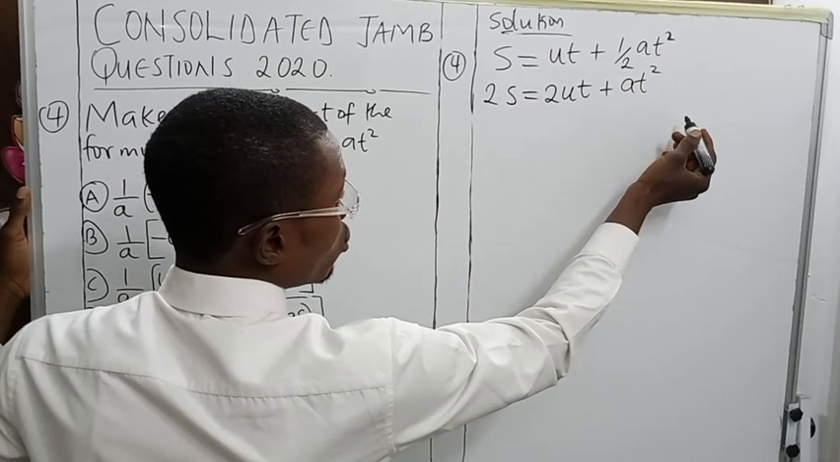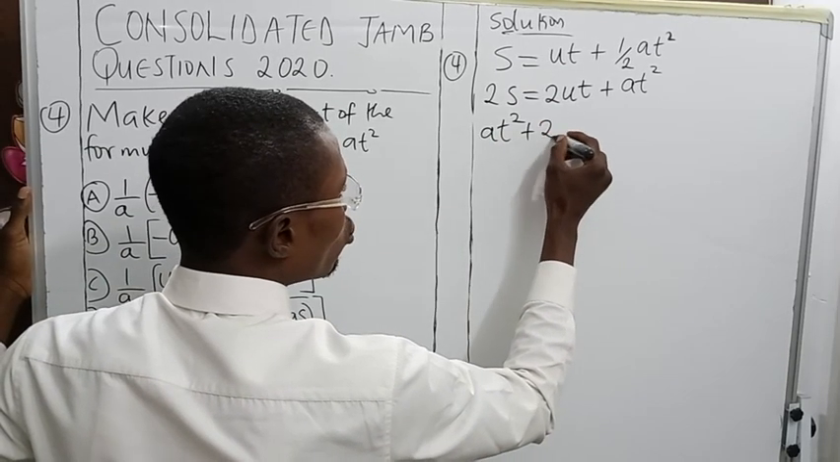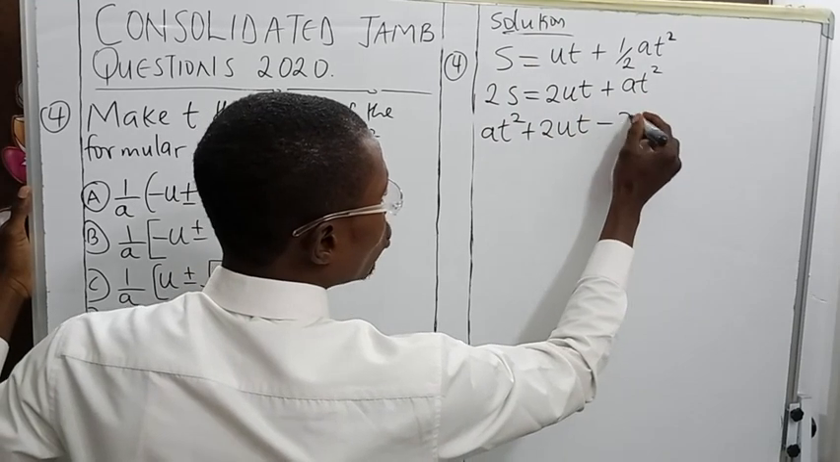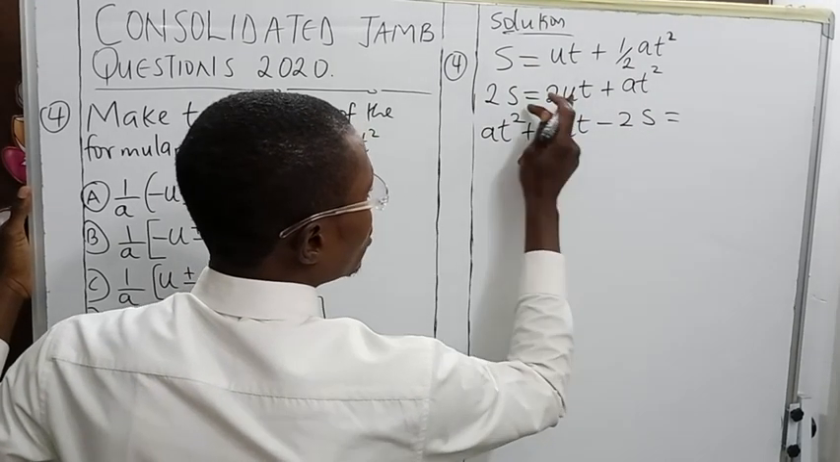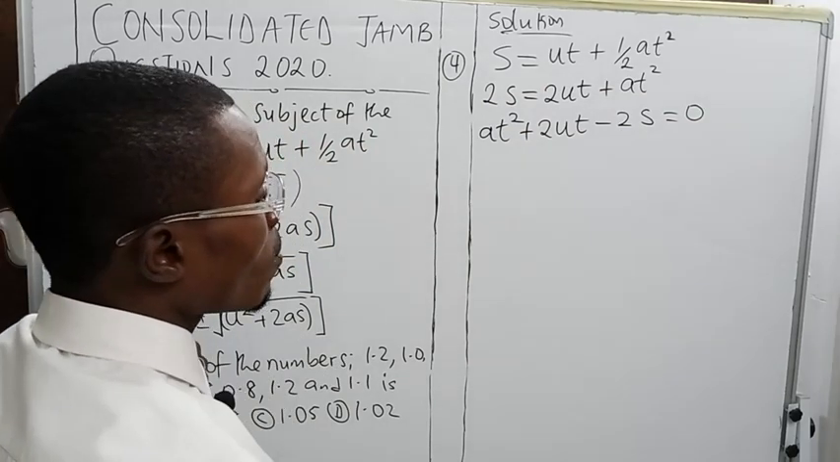This 2s comes over and becomes minus 2s. So I have at squared plus 2ut, then this comes here, minus 2s. Then what is left here? 0 equals 0. Okay?